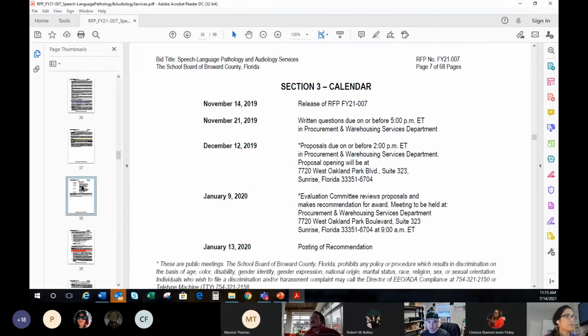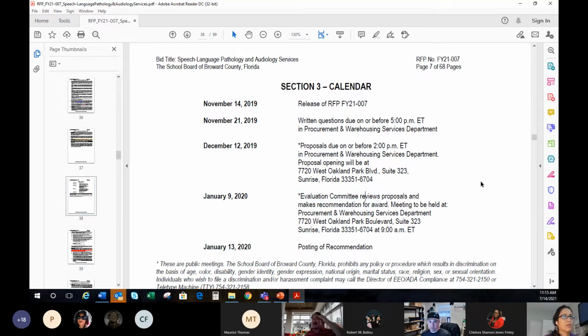Okay, we can go to the next page. The next page, we provide you a calendar. So it is very important to look at this, to know the due dates. The evaluation committee meeting is open to the public, except for the closed door meetings.